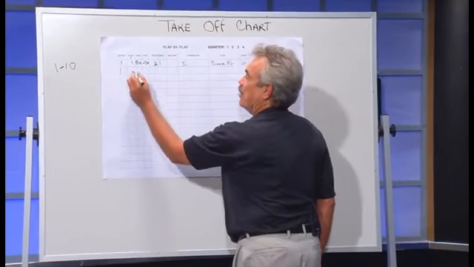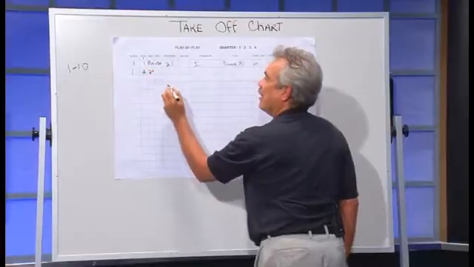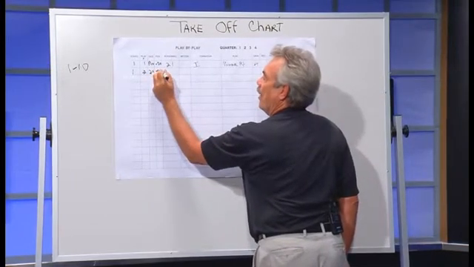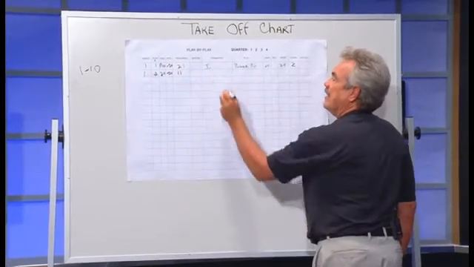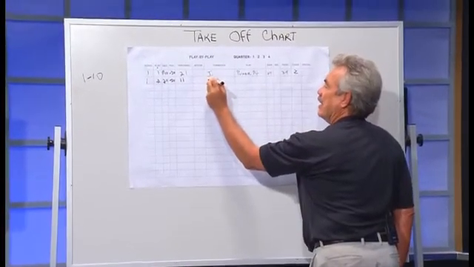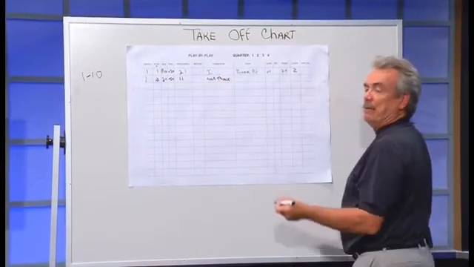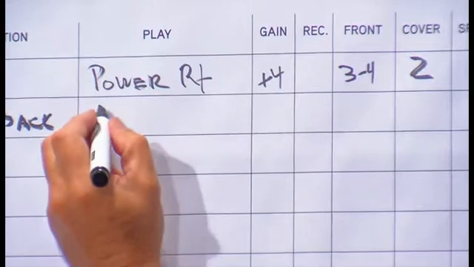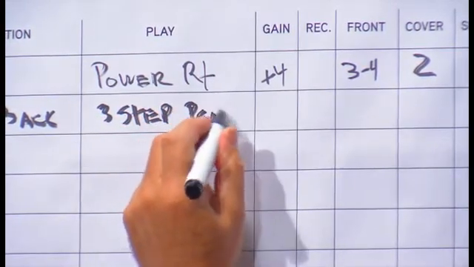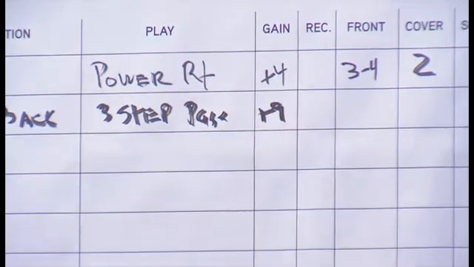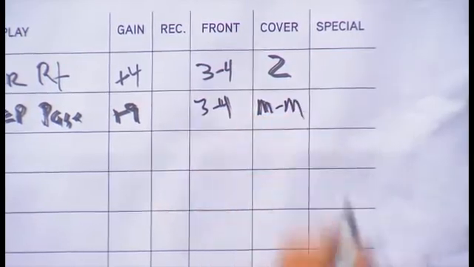Next play of the game comes. Still series 1. Play number 2. It's 2nd and 6. All right, we're on the minus 24. They switched personnel groups. They're in 11 personnel. Now they're in a one-back set. And as you get better with terminology, you'll be able to do other things there. And it's a 3-step pass. And it's a gain of 9. And it was a 3-4 defense, and they were in man-to-man.